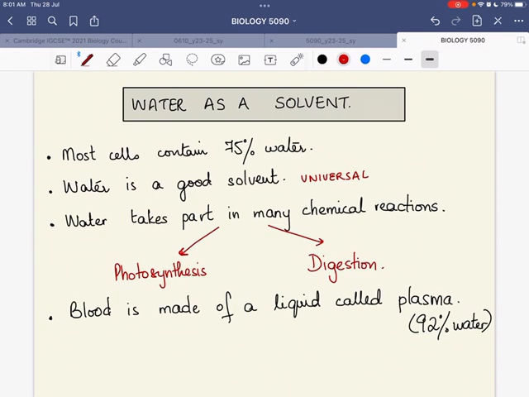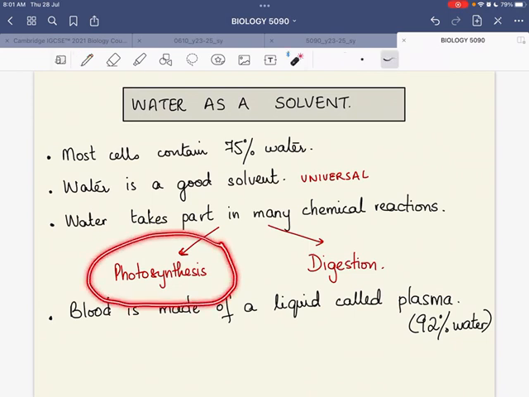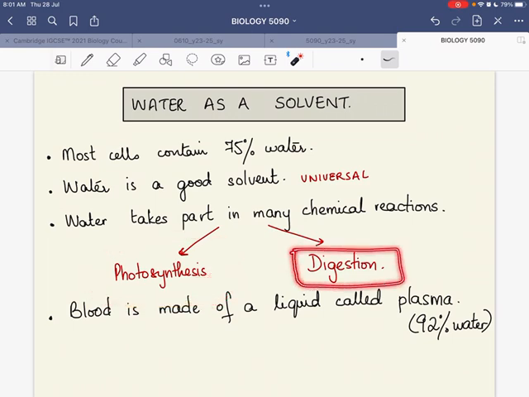Be it the plant or the animals or the humans, water plays a very important role in chemical reactions. For example, photosynthesis is a process by means of which glucose is made in the presence of sunlight by the leaves of the plant. This is a process which cannot happen in the absence of water. Water is needed to take part in this reaction. Similarly, in order to do digestion, or to break down large food molecules into smaller food molecules, water is needed to split those molecules. Without water, digestion cannot take place.